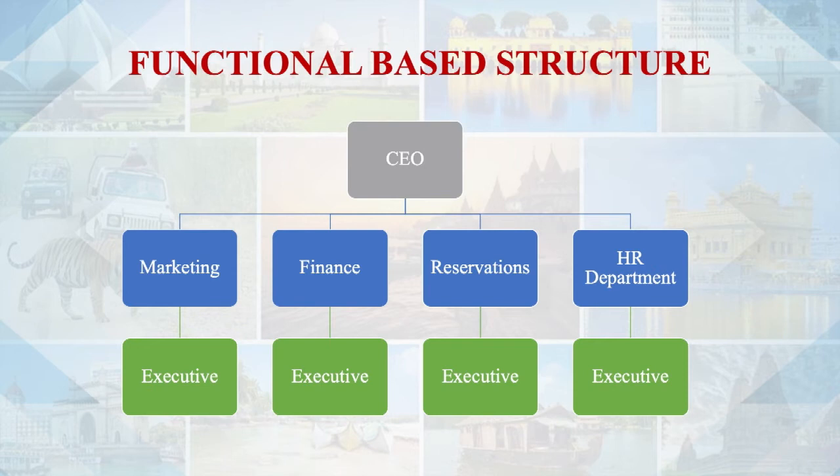And then further down the line, you divide the work and create the organizational structure in a way that different departments are created. For example, a travel agency could have a department like marketing. They could have a separate accounts and finance department. There could be a reservation department. There could be a marketing department, and so on. So this type of structure has its own advantages and disadvantages.